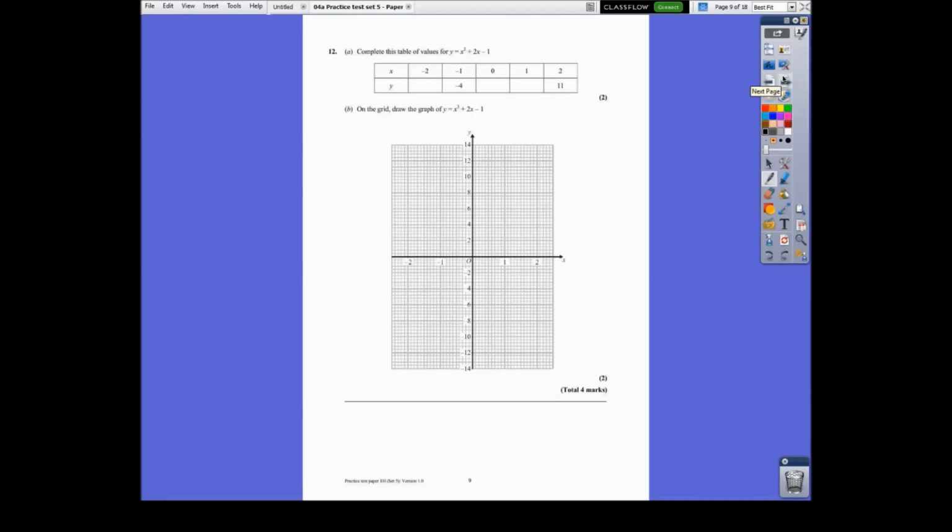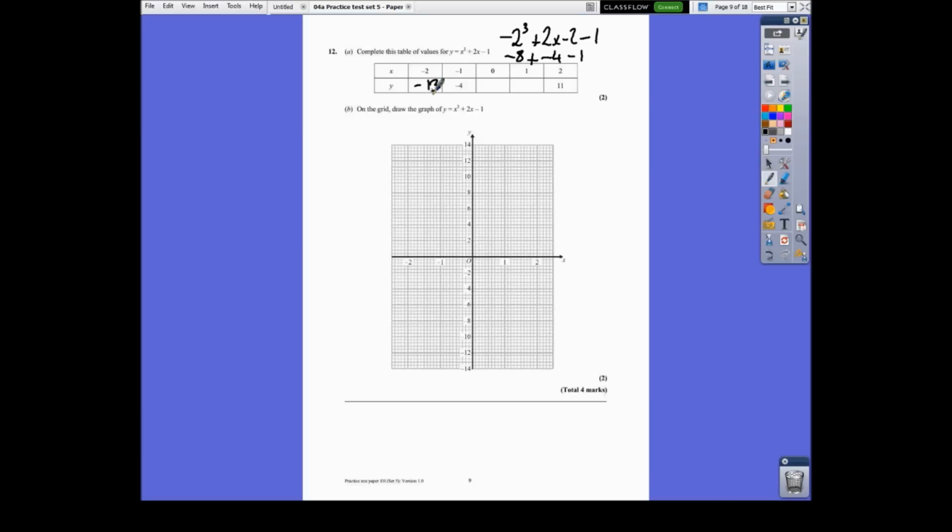Question 12. Complete this table of values for x cubed plus 2x minus 1. We'll do the first one, and then the rest should be fairly easy. So to work out the first one, we need to do minus 2 cubed plus 2 lots of minus 2, and then take 1. Well, minus 2 times minus 2 is 4. Times minus 2 again, it would be minus 8. And then 2 lots of minus 2 would be minus 4, and take 1. Minus 8 add minus 4 is minus 12, take 1 is minus 13. So the first one should be minus 13.